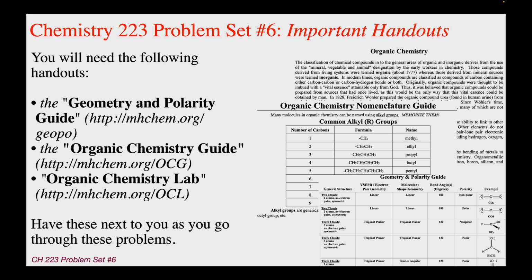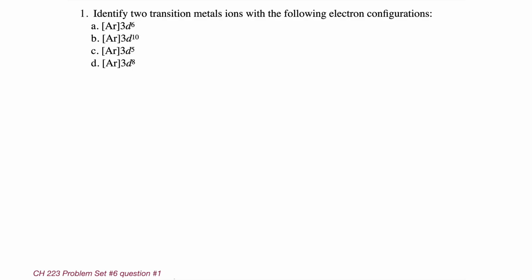I can help out. Okay, let's get into this final problem set of Chemistry 223. Identify two transition metal ions with the following electron configurations. And you can see argon 3d6, argon 3d10, etc. The important thing about this is that when you're making an ion with a transition metal, the 4s electrons come out first, if you have any, and most of them do. Now, there's going to also be several answers for many of these questions, so I'm just letting you know that off the top of the head.